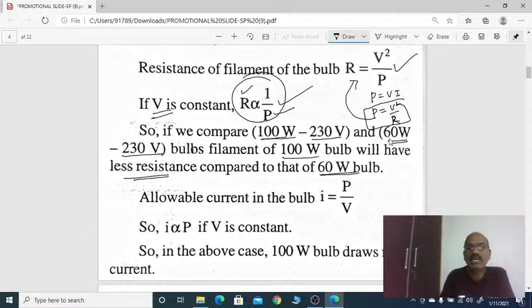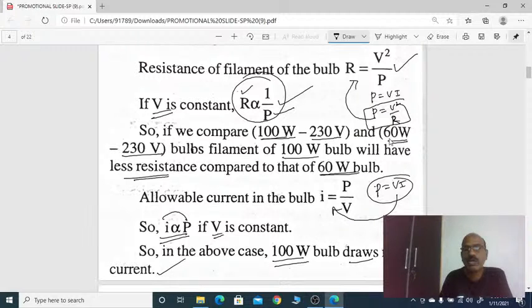So allowable current: we know P equal to V into I, from that I equal P by V. I is directly proportional to P. More current, more power, V is constant. So in this case, the 100 watt bulb draws more current because power is inversely proportional to resistance. More power, less resistance. Less resistance means it will receive more current. That's why the 100 watt bulb will receive more current.